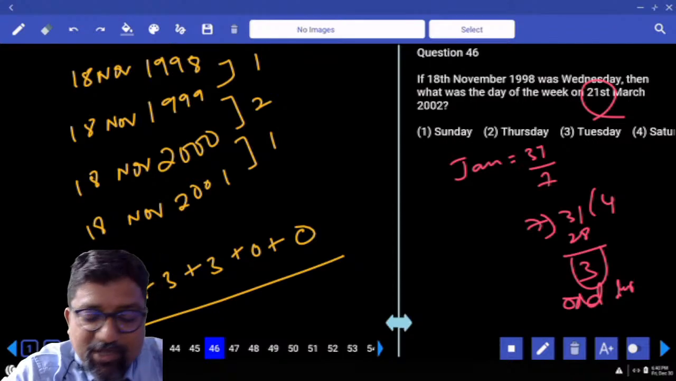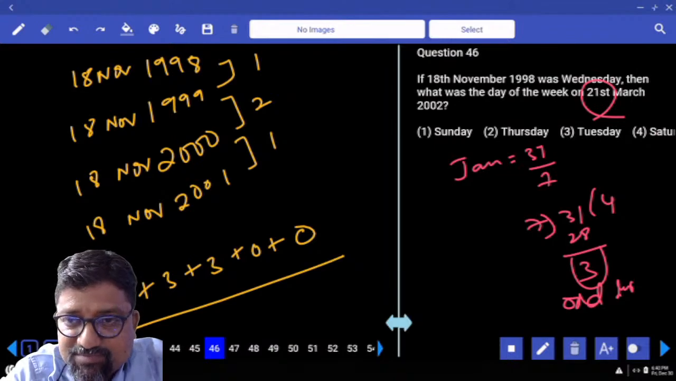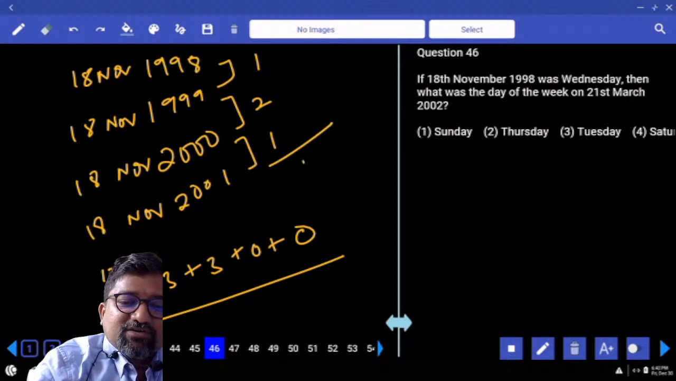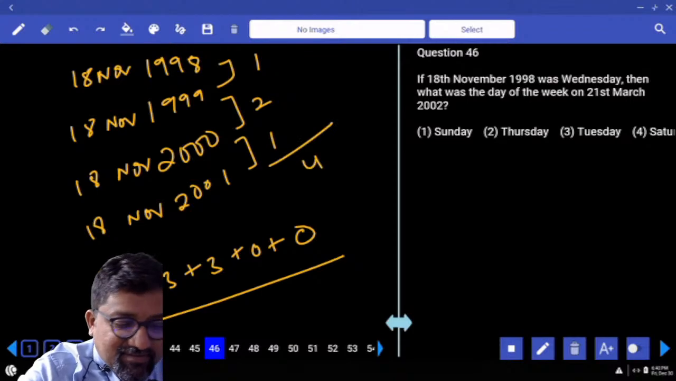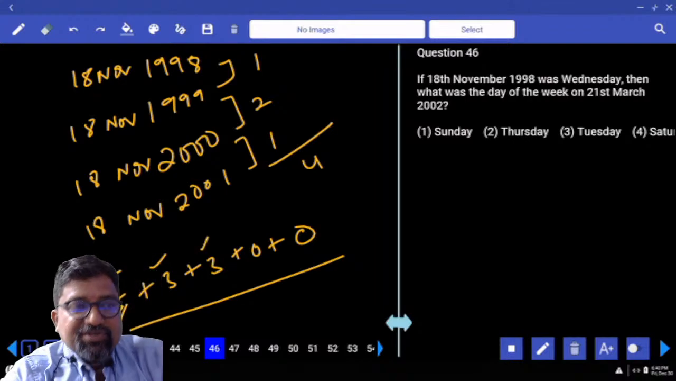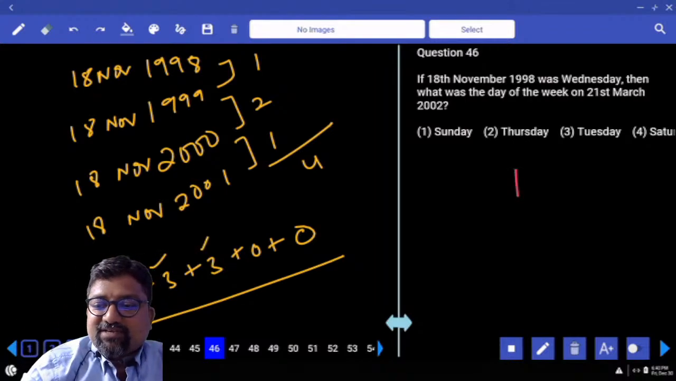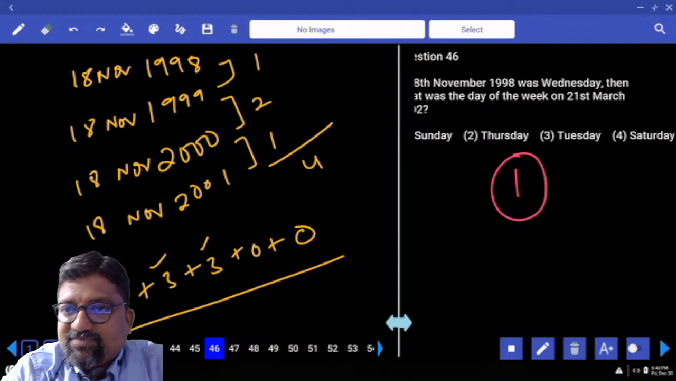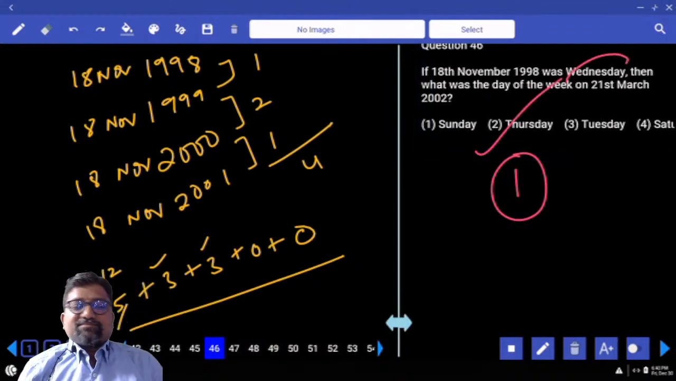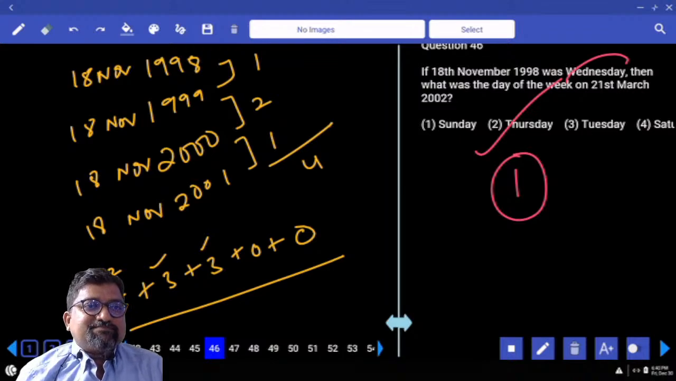Any doubts? Come on. What is my duty? Add all the given numbers. How much still here? 4. 4 plus 5, 9 plus 3, 12 plus 3, 15. 15 is nothing but 1. Wednesday plus 1. Clear?